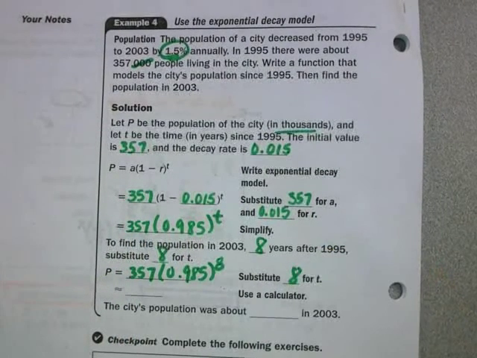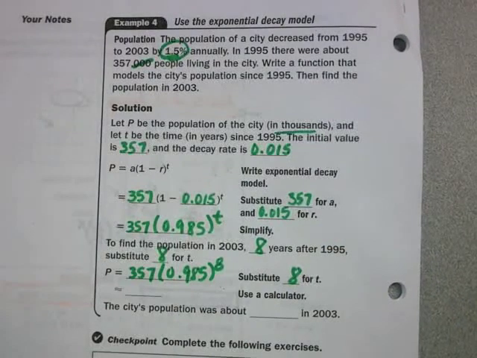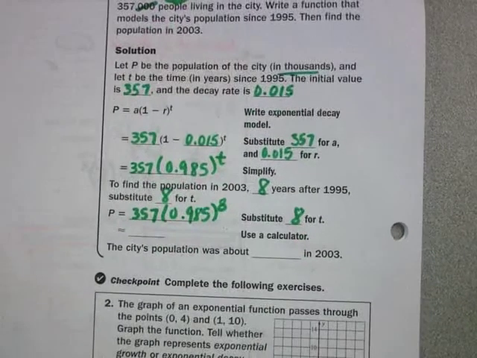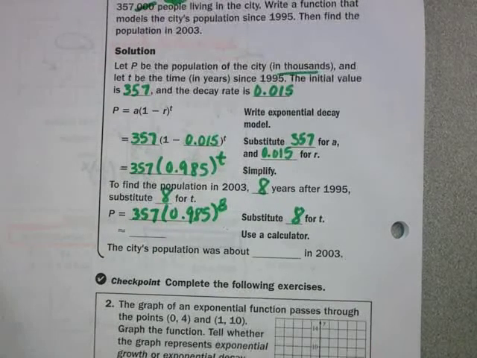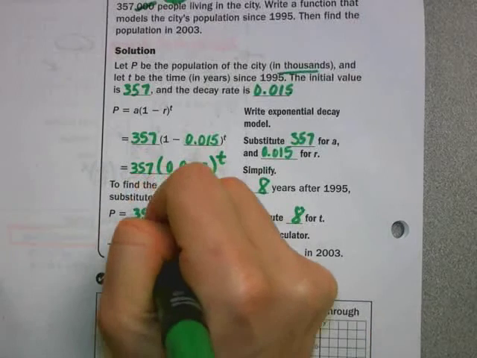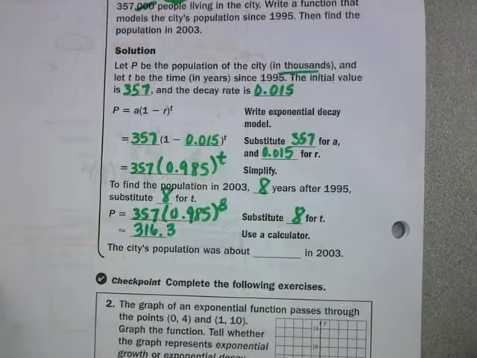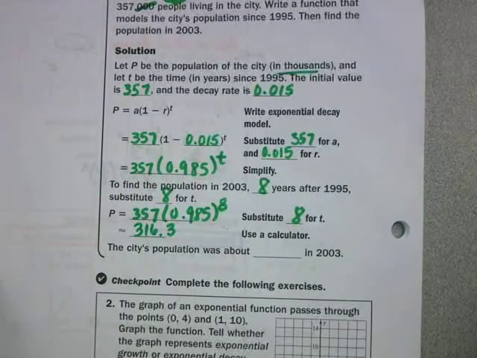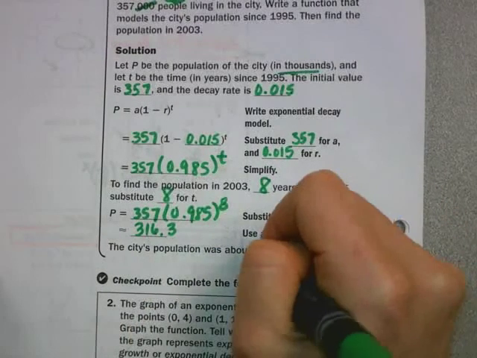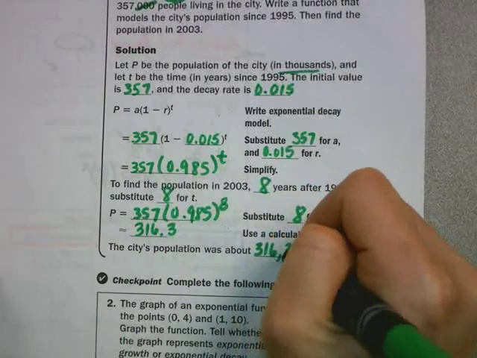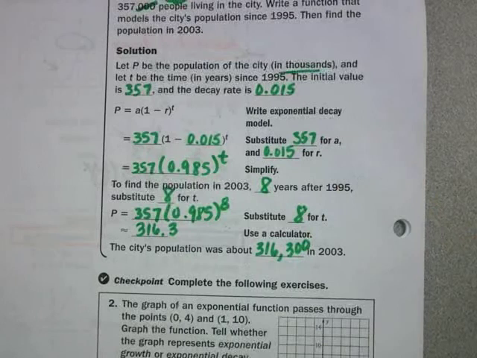And order of operations says that we're going to do the exponent first. And in our calculator, it comes out to be kind of a long decimal. We're going to round to the nearest tenth, so it's 316.3. Now remember, that was in thousands, so now this becomes times 1,000. That'll give you 316,300 for the city's population.